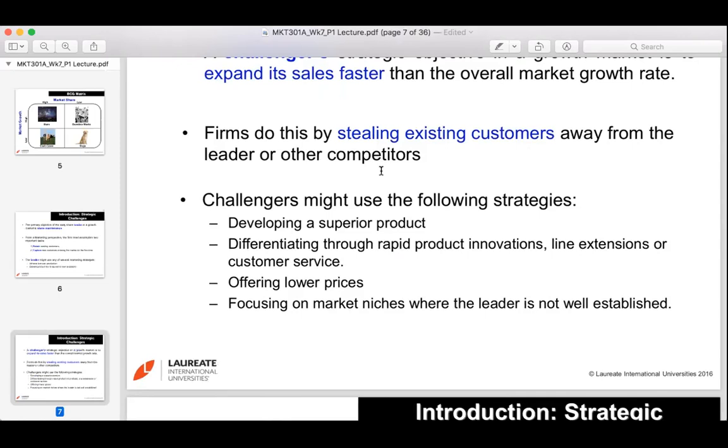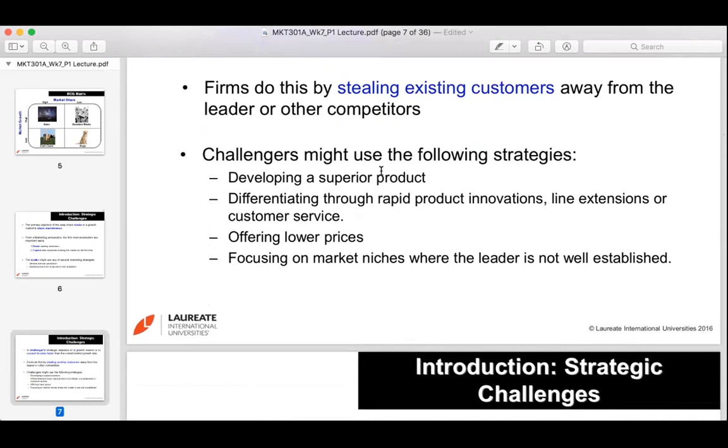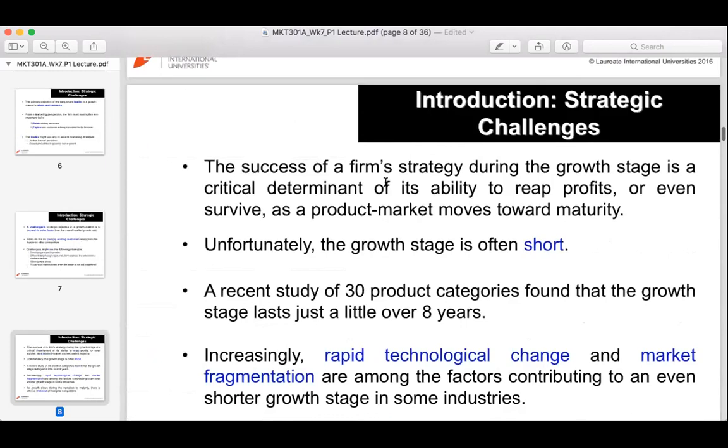The other thing that the challenger may also do is to focus on a niche segment that the market leader has overlooked. You may look at a business such as Sensodyne, for instance. They avoid competing with the market leader directly, head on.